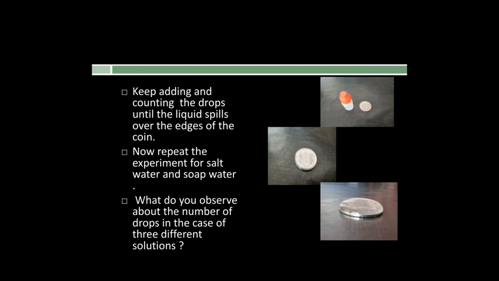And in case of soap water, since soap water has the least surface tension out of these three, the liquid drops will try to spread over the surface of the coin, and hence the number of drops that can be accommodated on the coin will be very less. Thus, if we are considering these three types of liquid, salt water, soap water and fresh water, the number of drops that can be accommodated on the coin in case of salt water is much higher than in the case of soap water.